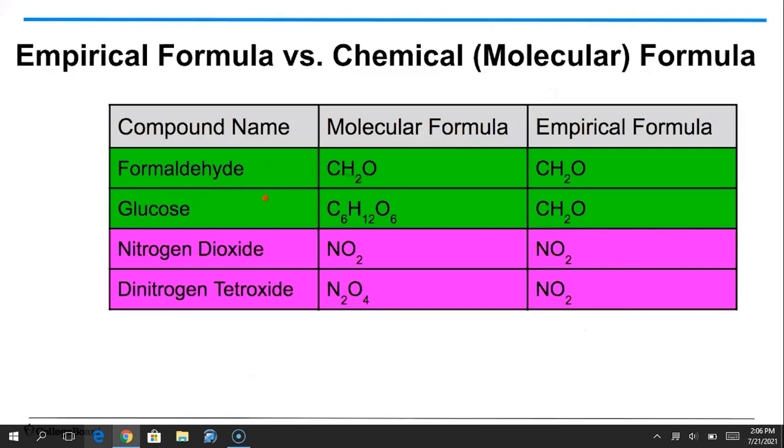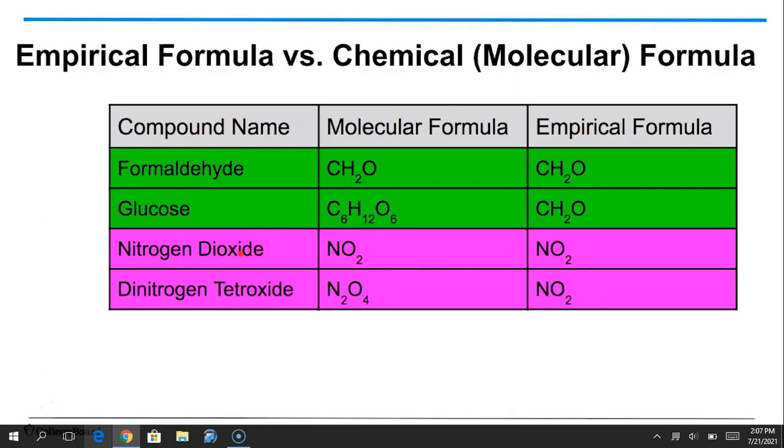So in green, formaldehyde and glucose are two totally different compounds with different properties. Formaldehyde is CH2O. The molecular formula of glucose is C6H12O6. They have the same empirical formula, CH2O. And that's because if you divide the subscripts of glucose by, I'm sorry, by 6, you get CH2O, which is the empirical formula of glucose. Formaldehyde, you can't reduce those subscripts any further, so the empirical formula is the molecular formula. And they have the same empirical formula and the same percent composition by mass.